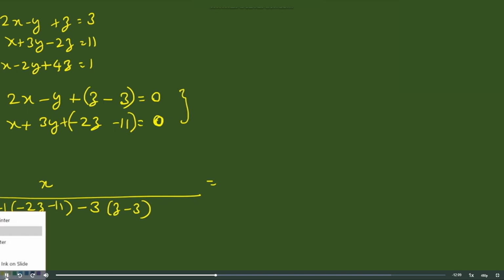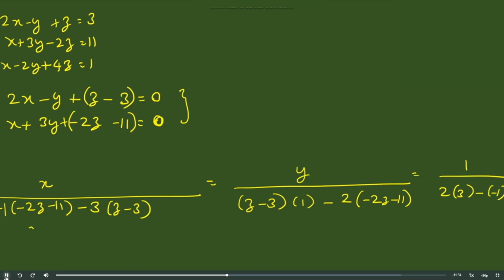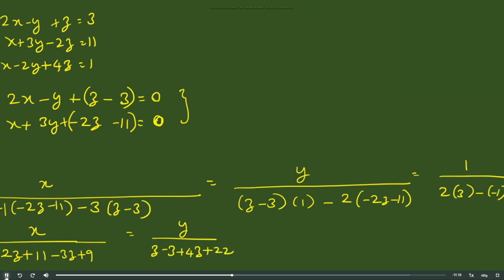y by z minus 3 into 1 minus 2 into minus 2z minus 11 is equal to 1 by 2 into 3 minus 1 into 1. x by 2z plus 11 minus 3z plus 9 is equal to y by z minus 3 plus 4z plus 22 equals 1 by 6 plus 1. Now I'll continue it here.